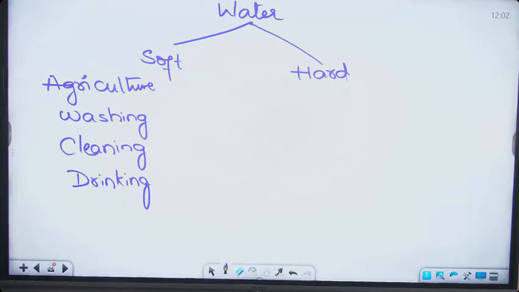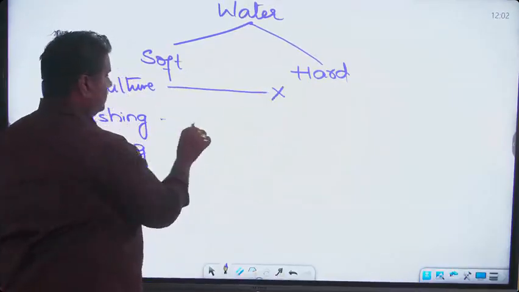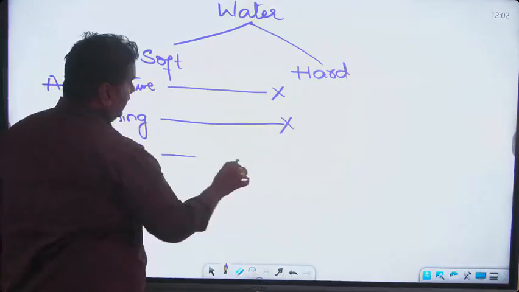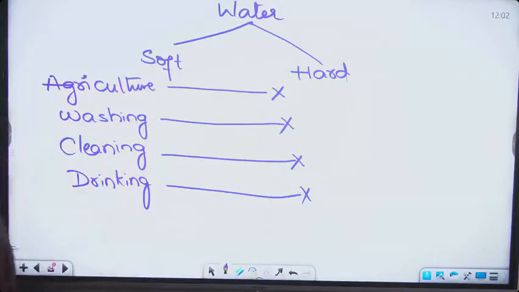But hard water cannot be used for agriculture, for washing, for cleaning, or for drinking. Hard water cannot be used for washing, cleaning, or drinking purposes. Only soft water is supposed to be used.